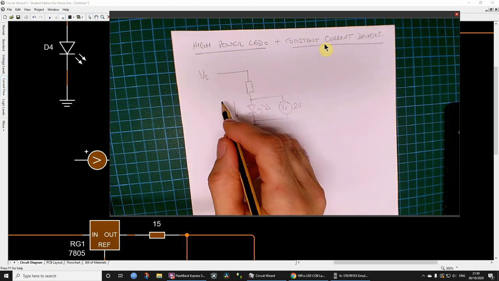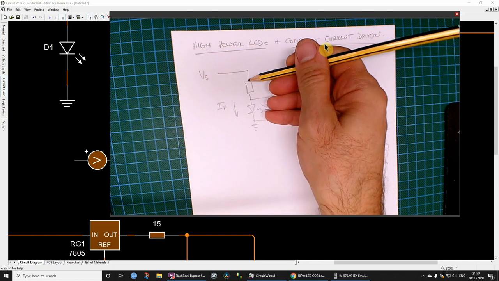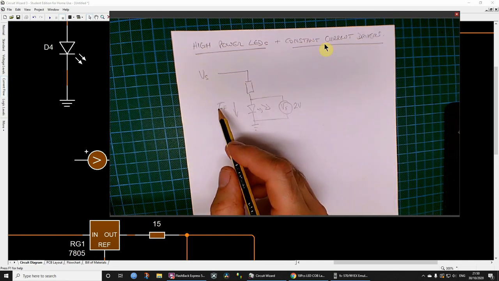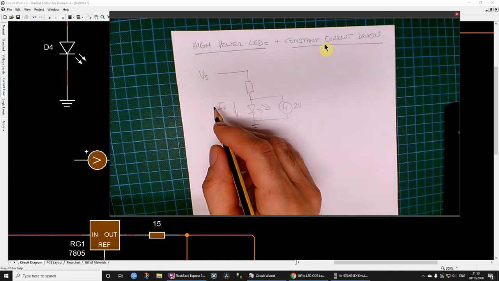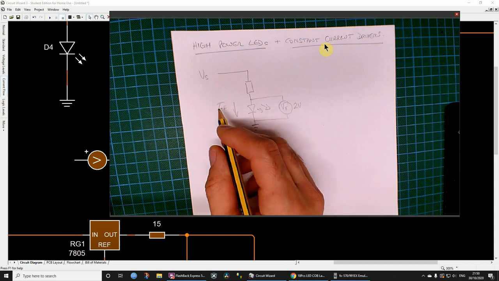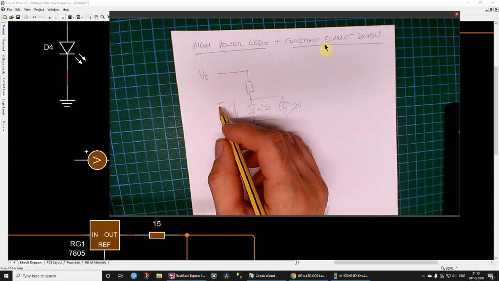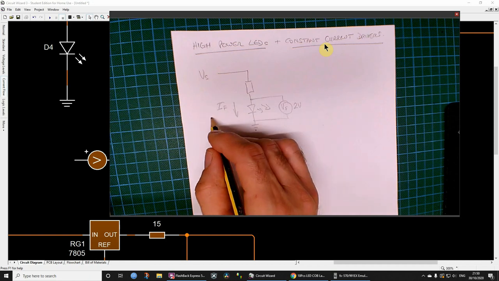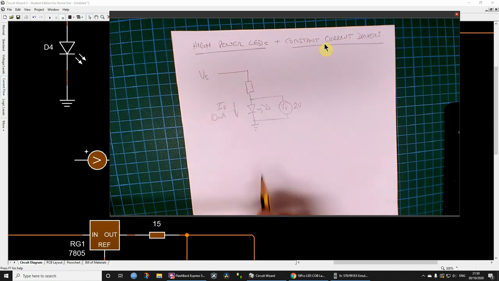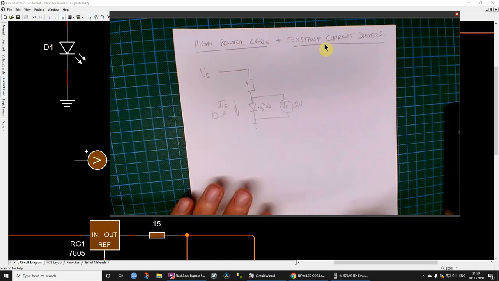There's also a forward current. That same current goes through the LED and the current limiting resistor, of course. That forward current is generally specified on the data sheet as a maximum forward current, and there may also be a recommendation. If there's a maximum of, say, 20 milliamps, I would generally say just halve it. So let's assume we've checked the data sheet and found that 10 milliamps will be suitable.